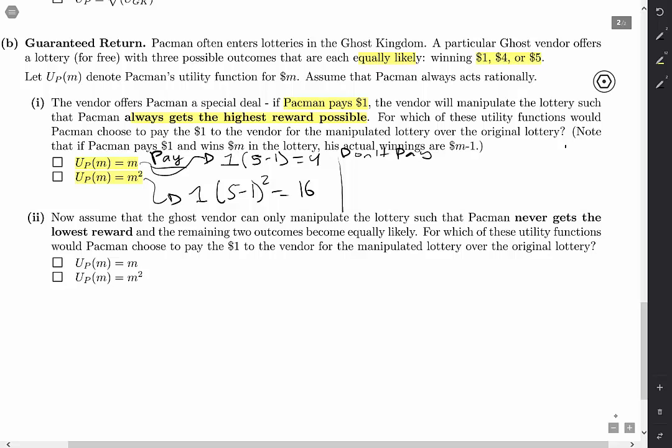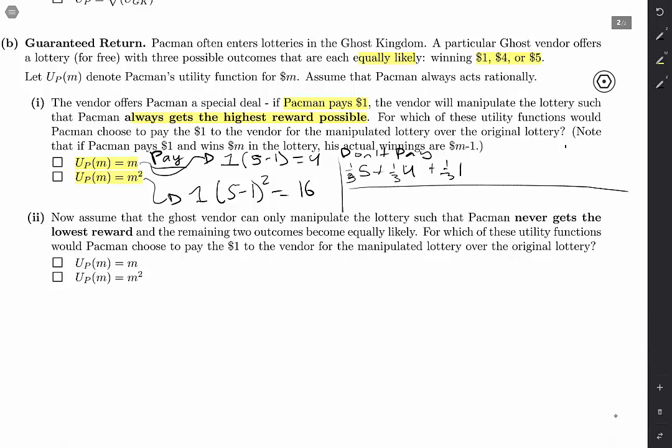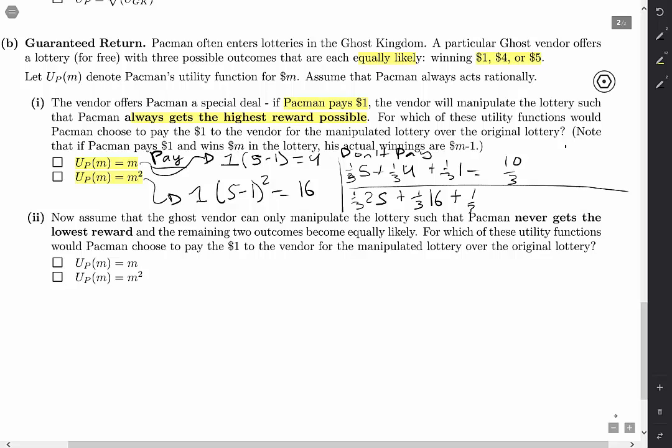Now what happens if you don't pay? If you don't pay, the first option, where u of m is equal to m, then we have a 1/3 chance of getting 5 plus a 1/3 chance of getting 4 plus 1/3 chance of getting 1, which is equal to 10/3. If we have a utility of m squared, then you have 1/3 times 25 plus 1/3 times 16 plus 1/3 times 1, which is equal to 14.